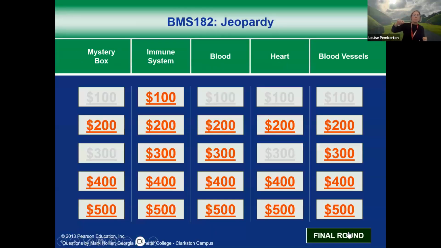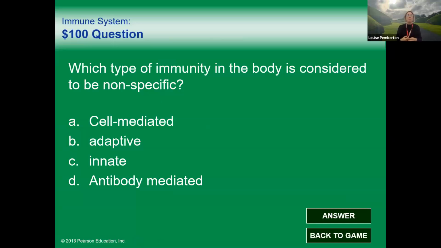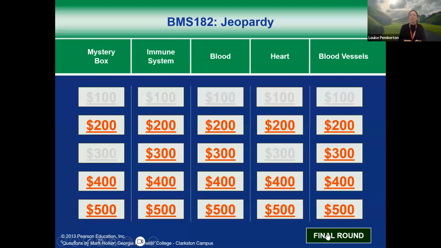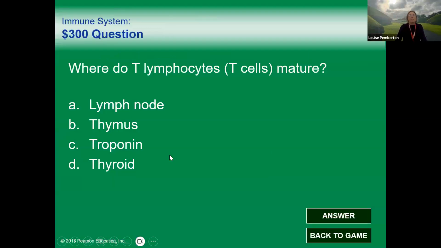Your turn. Oh, you want to get rid of the bingo line. Okay. Which type of immunity in the body is considered to be non-specific? Better be quick. Yeah. C. Yes, very good. Right, we've knocked out the hundreds. Dana, we'll go back to the immune system for 300. Well, where do T lymphocytes mature? Yeah, the thymus. T for thymus.